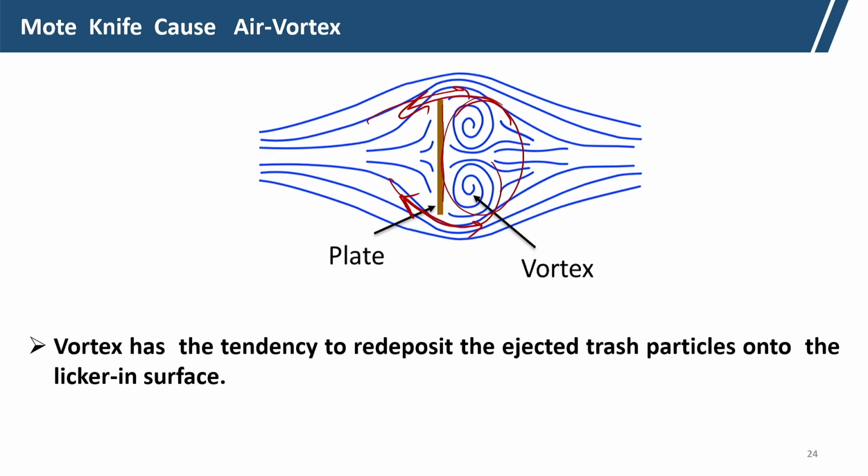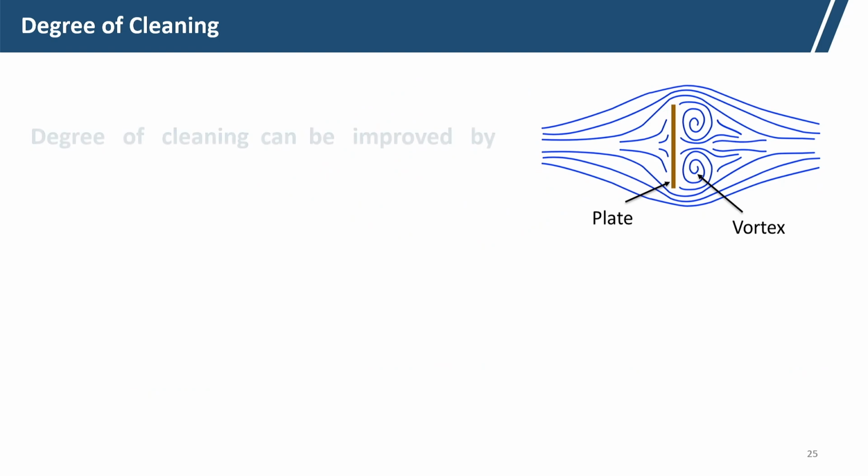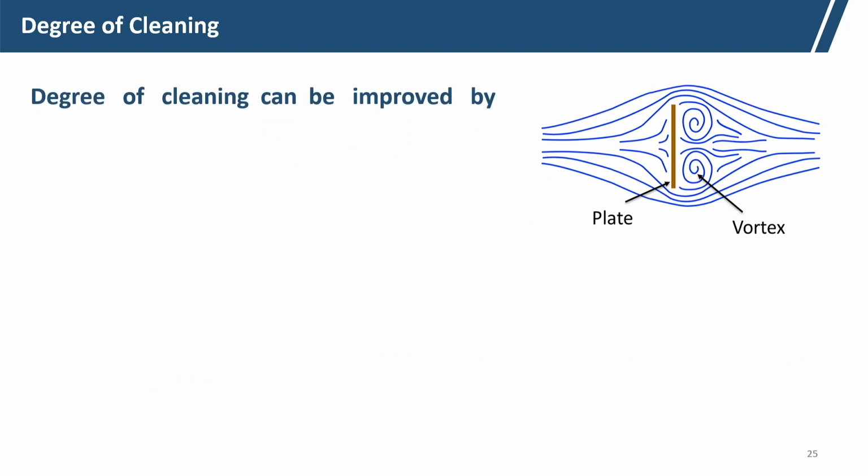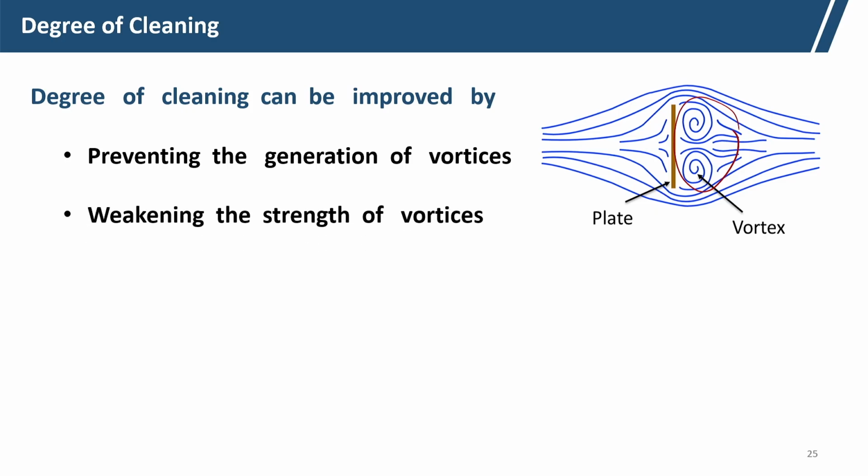So, the vortex has a tendency to redeposit the ejected trash particles onto the licker-in surface. So, cleaning efficiency gets affected. That is the problem of the mote knife. So, the degree of cleaning can be improved if we prevent the generation of air vortex. We can try to prevent the generation of air vortex, weaken the strength of the vortices, or increase the intensity of opening.